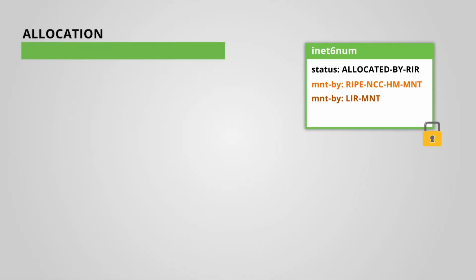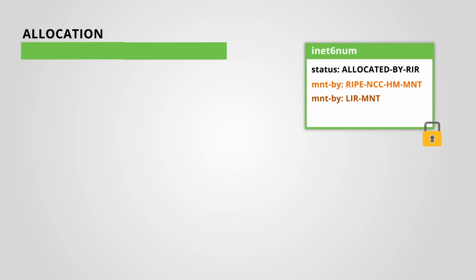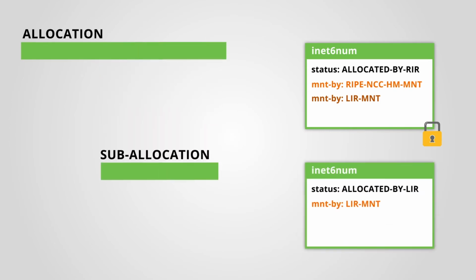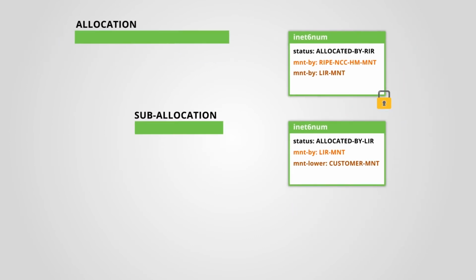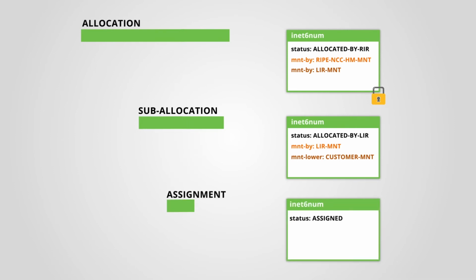If you want one of your customers to create their own assignments in the RIPE database, you can give them a sub-allocation from your own allocation. All you have to do is to add your customer's maintainer as the mnt-lower attribute in the object that represents the sub-allocation. The mnt-lower attribute allows the maintainer to create objects lower in the address space hierarchy.